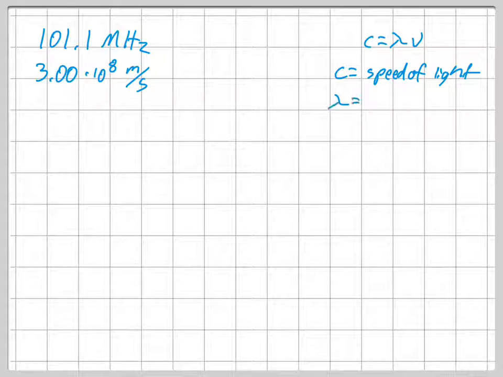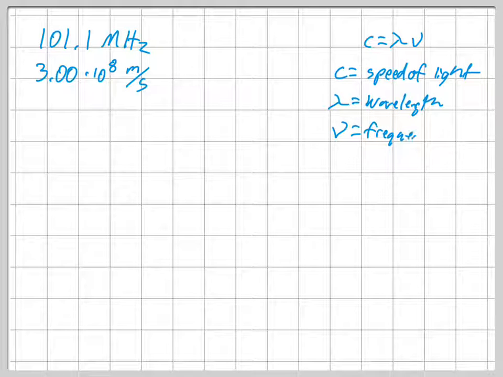Lambda is the wavelength, and then nu is the frequency. Now, our frequency here is expressed in megahertz, but we want to express it in just regular hertz, because if you read through, you would know that a hertz is equal to per second, which is 1 over seconds. And you see our meters per second with our light speed is what we want to convert that to.